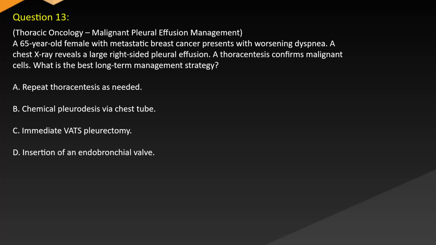A. Repeat thoracentesis as needed. B. Chemical pleurodesis via chest tube. C. Immediate VATS pleurectomy. D. Insertion of an endobronchial valve.